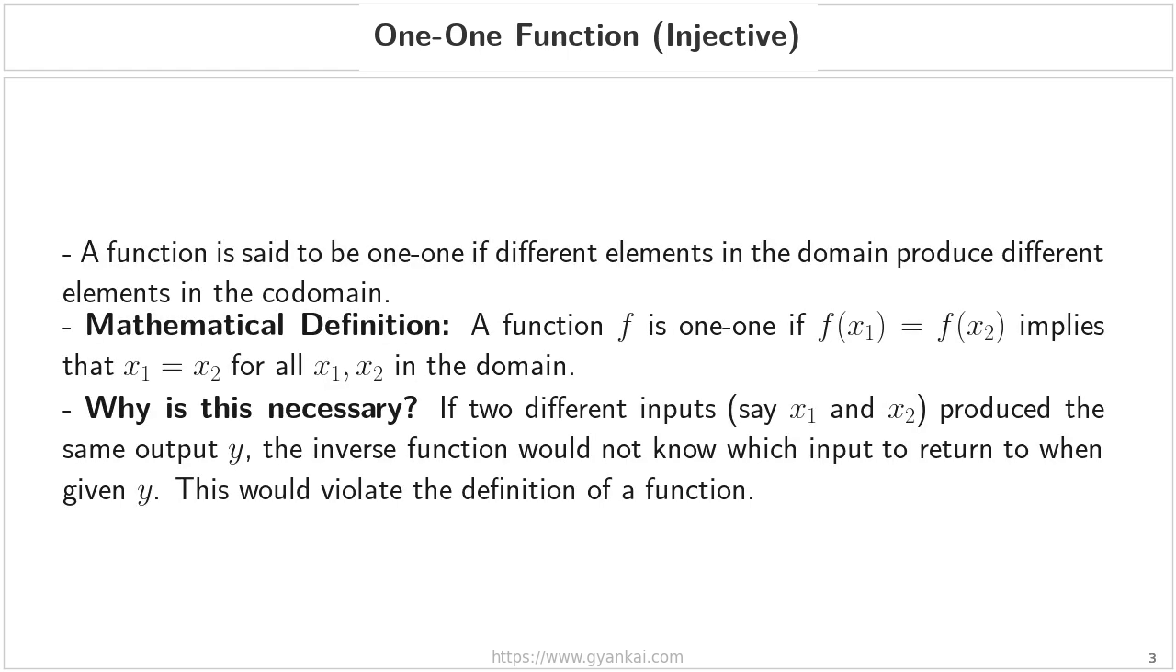But why is this condition absolutely necessary for an inverse to exist? Consider the alternative. If two different inputs, such as x sub 1 and x sub 2, both produced the same output, the inverse function would encounter a problem. When the inverse function is given the value y, it would not know which original input to return to. Because a mathematical function is required to give exactly one output for any given input, this ambiguity would violate the fundamental definition of a function. Therefore, the 1-1 property ensures that the path back from the output to the input is unique and clear.